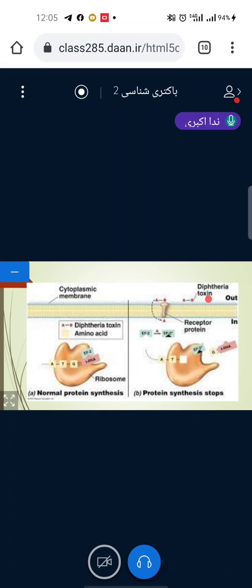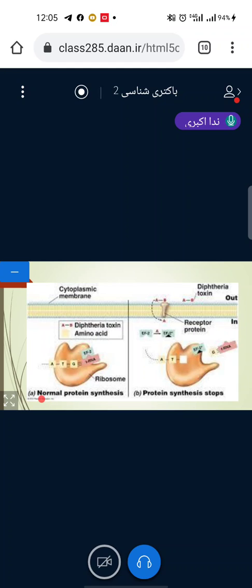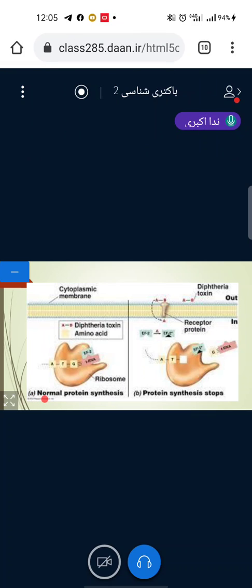And as I didn't find any good picture related to Pseudomonas aeruginosa, I put this picture here. Please pay attention to this picture. In the left side, you can see normal protein synthesis in a eukaryotic cell. This is the ribosome. And in the right side, you can see protein synthesis stops.